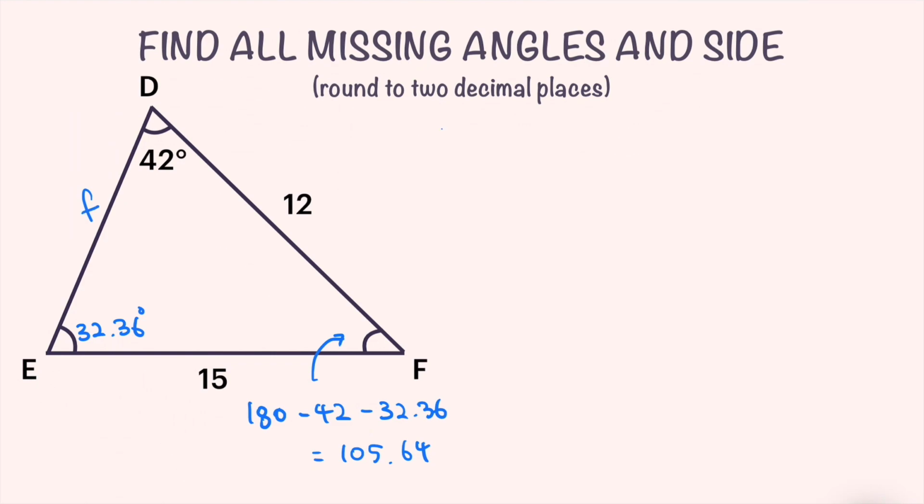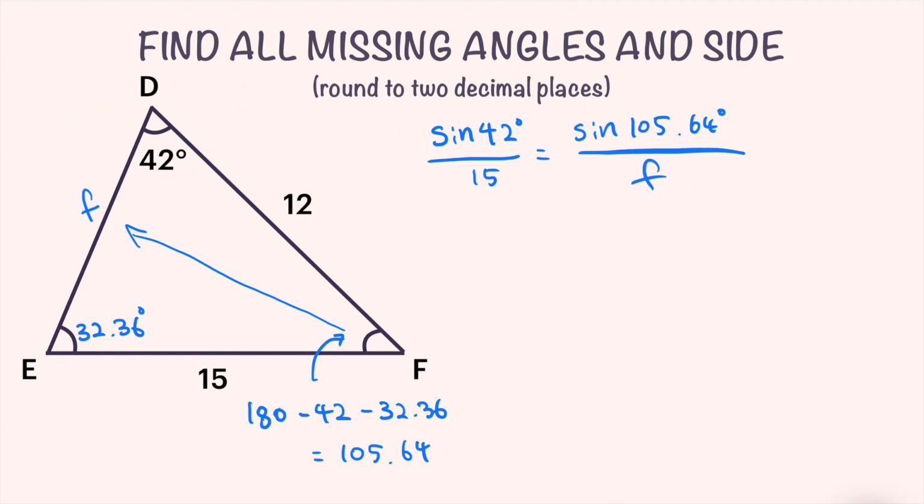It's now time to find our last side F using the sine law. We can still use our initial set, sine of 42 degree angle over 15. That is equal to, you see how side F is the opposite of the angle F. So we have sine, what's the angle F? 105.64 degrees over F. Let's cross multiply. Then we have side F times sine 42 degrees is equal to 15 times sine 105.64 degrees.